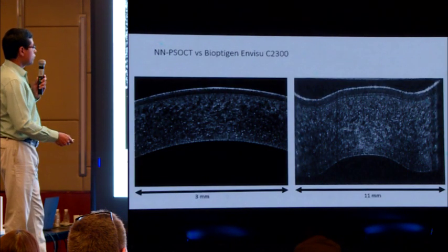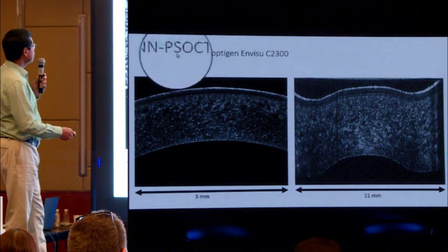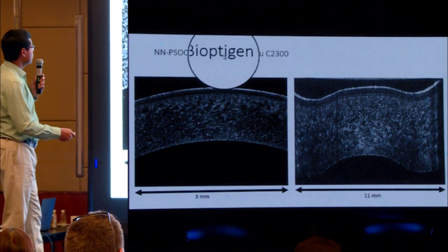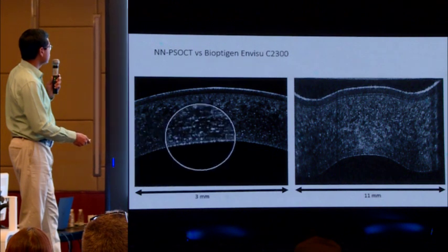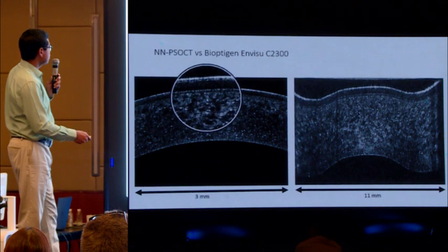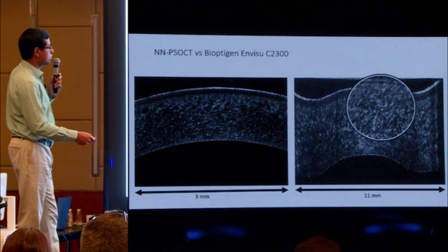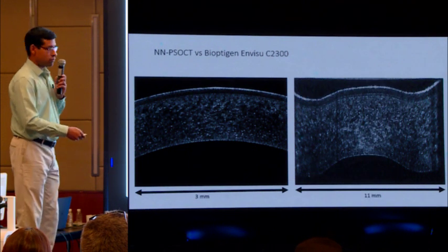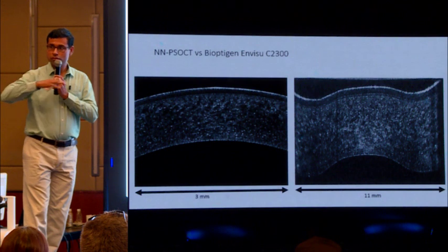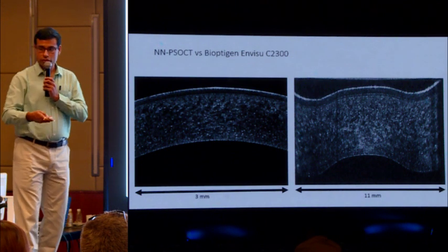This is a comparison. The only ultra high resolution scanner available is the Bioptigen scanner. It does a 3 millimeter scan, and here also you can see the Bowman's layer quite well, but we are able to achieve the same resolution with an 11 millimeter scan, so you get a much wider field of view. So overall, we are going to generate topographies also in the near future.